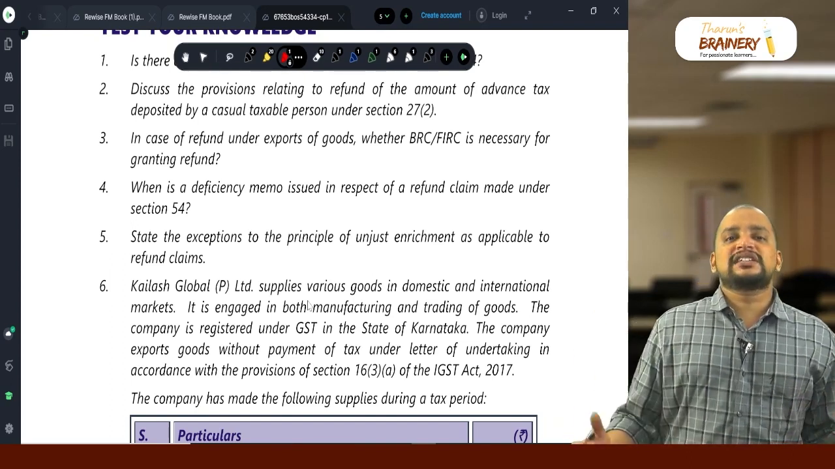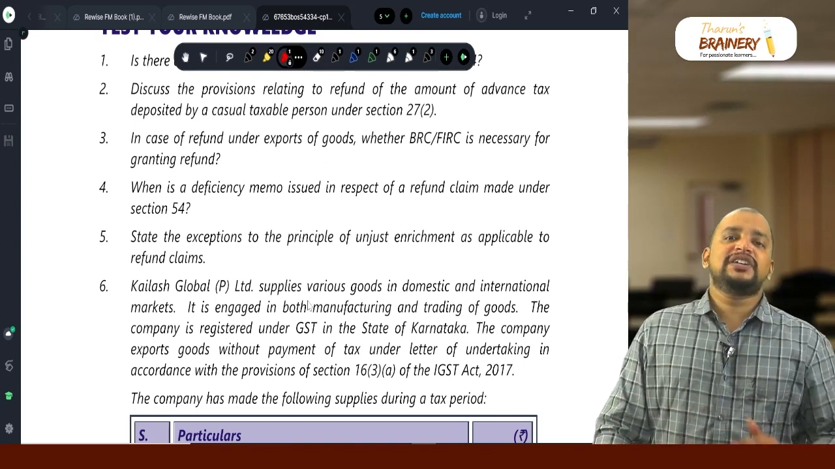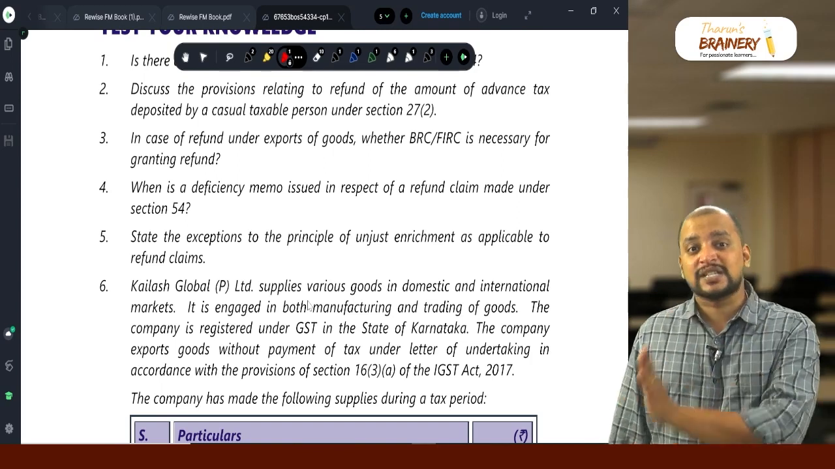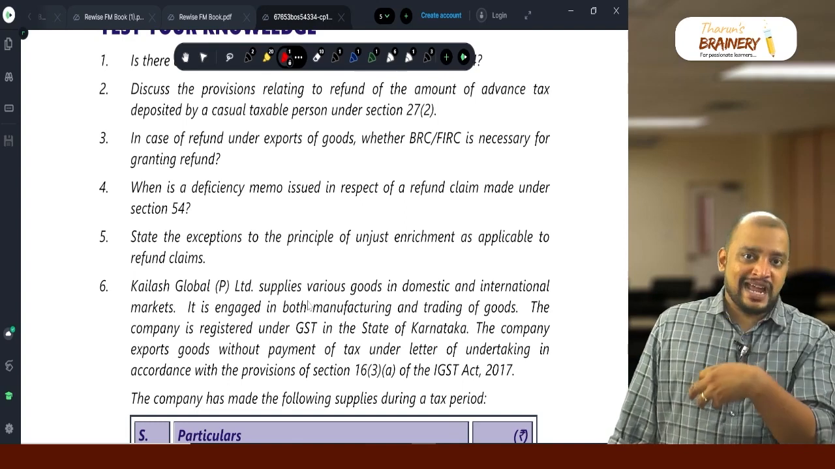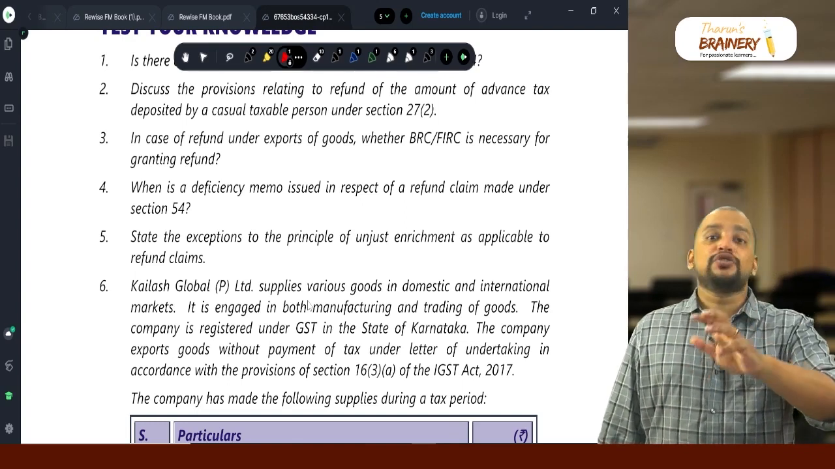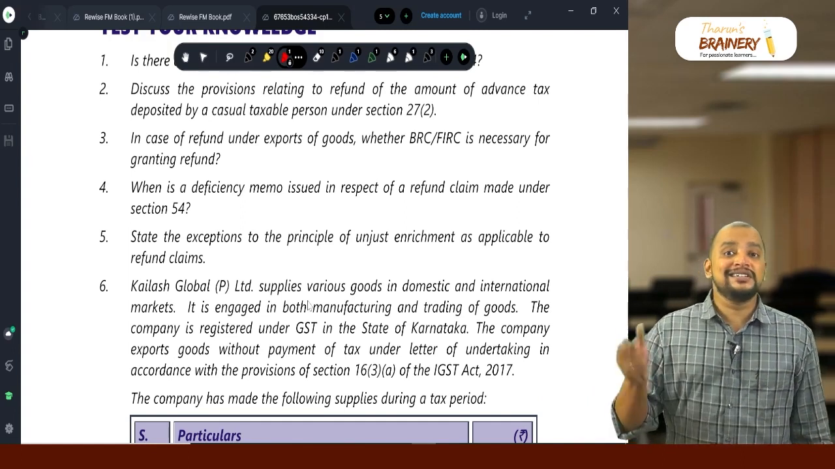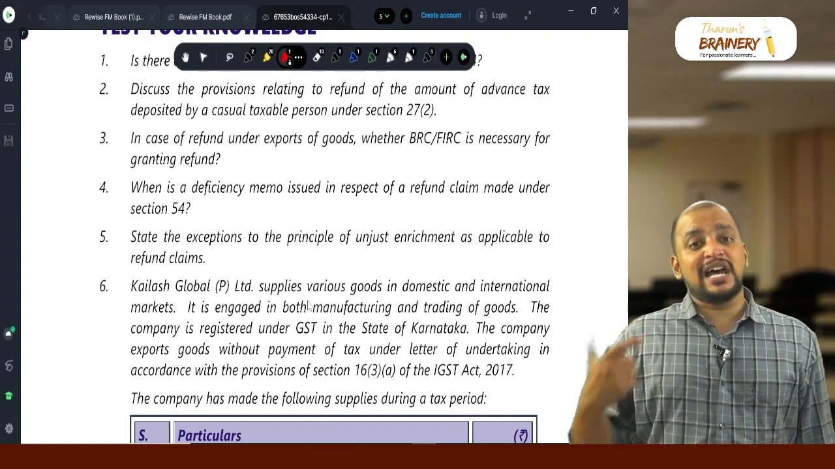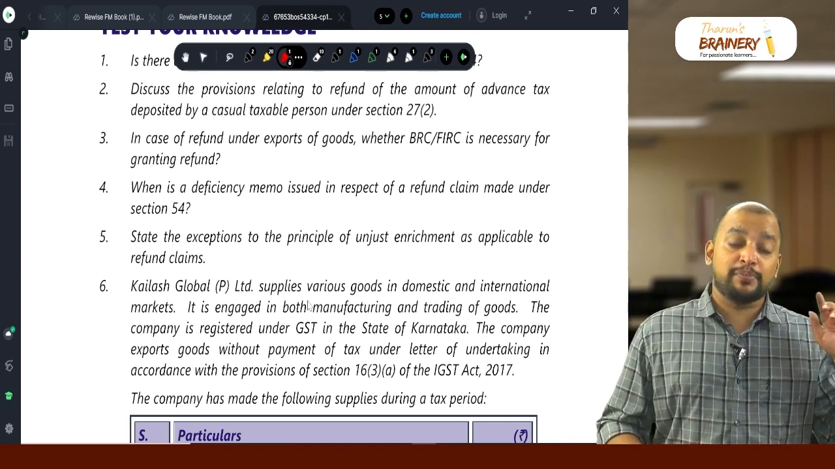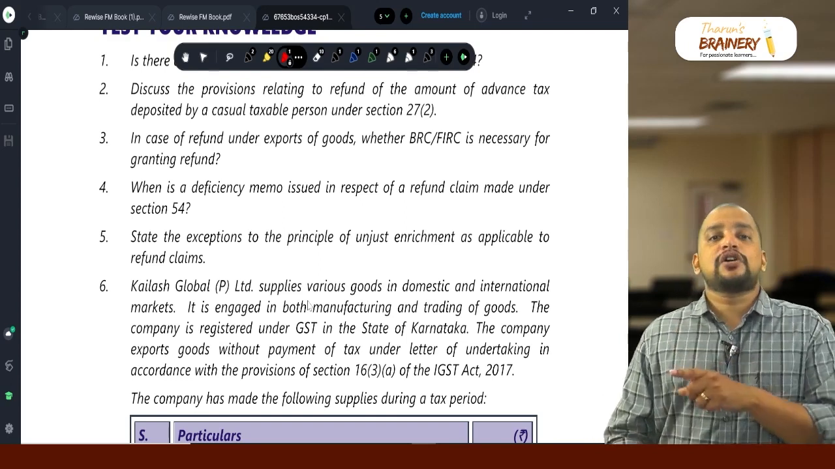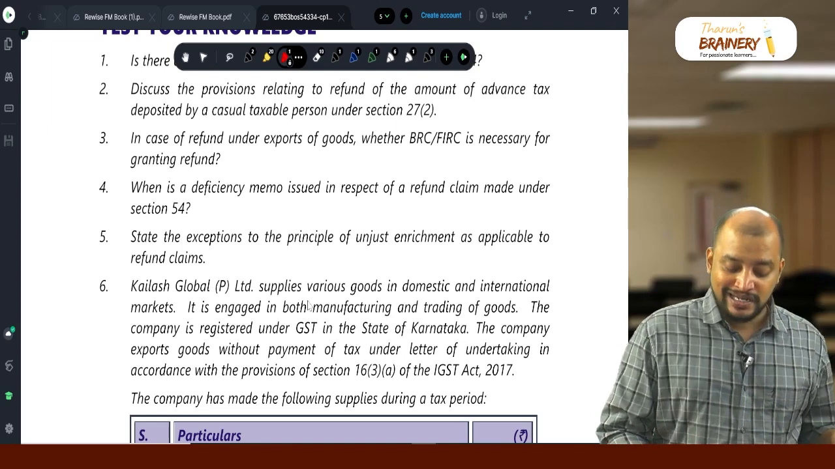That advance tax deposited will go into the cash ledger. Now they can get the refund of that balance. Once their registration expires, they will get the refund of whatever is the excess balance in the cash ledger through the return itself. No need to make a separate application. They will file one last return, for expiry of registration. In that return, they can claim the refund of balance in the cash ledger, provided they have filed all the returns for the period for which they obtained the CTP registration.